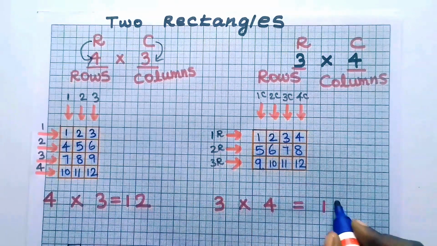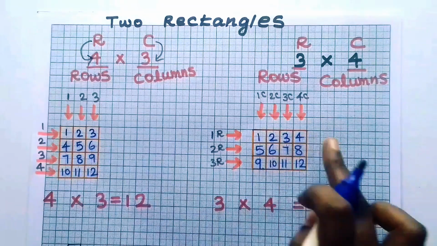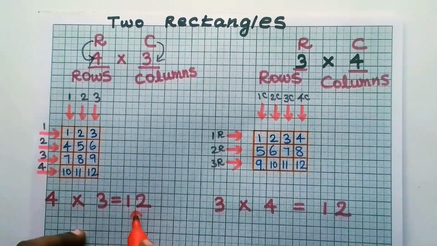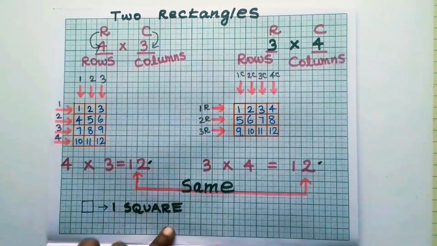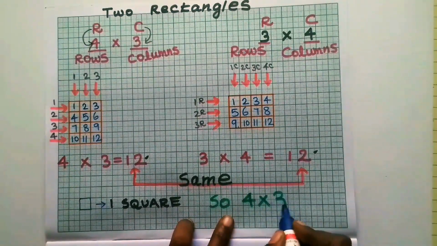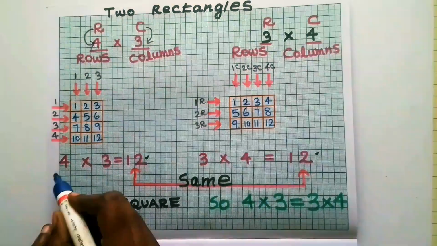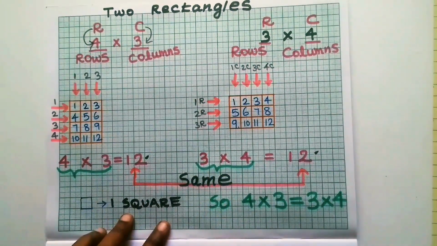If you look at both rectangles, that is 4 cross 3 and 3 cross 4, both of them have 12 squares. From this we can conclude 4 cross 3 equals 3 cross 4, that equals 12.